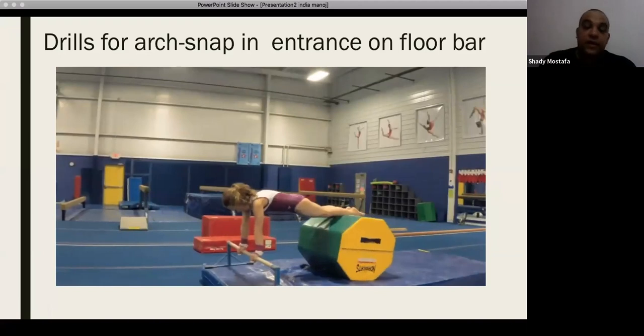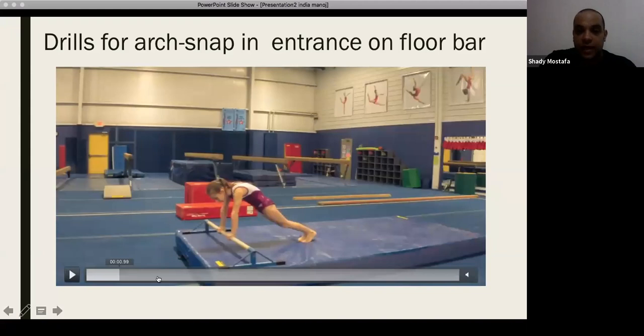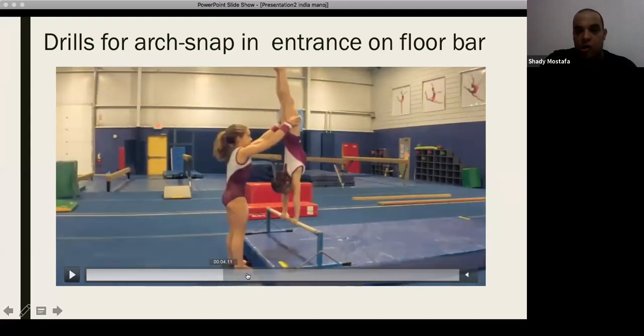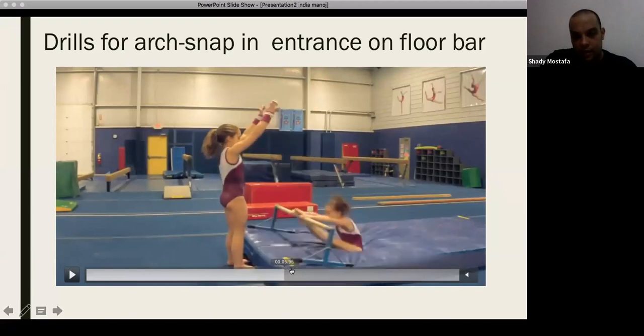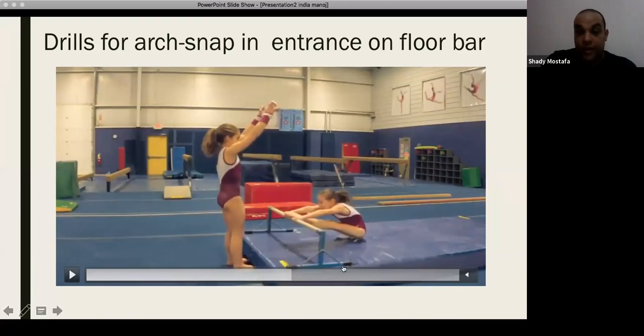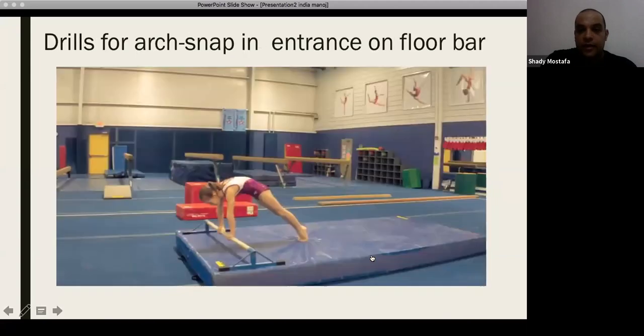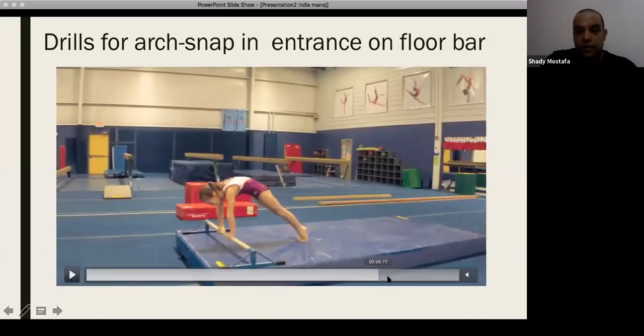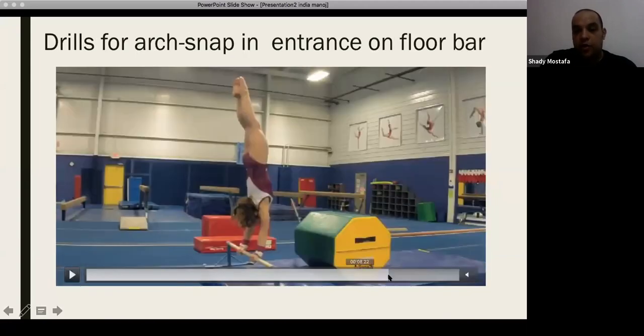Okay, these drills give you an idea about how to do drills for this technique. Bring your feet in, okay? It is arch, snap in, straight body, straight legs. And the last one will be, yeah, here, because that's common.